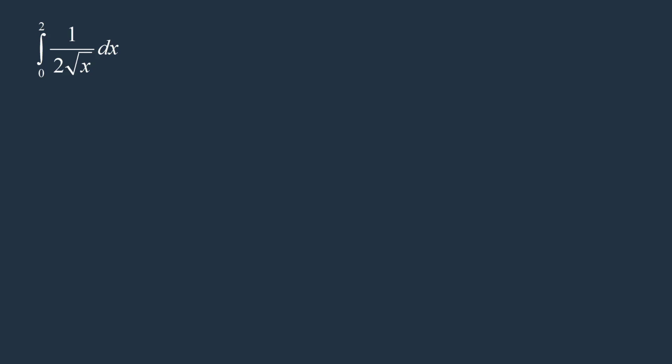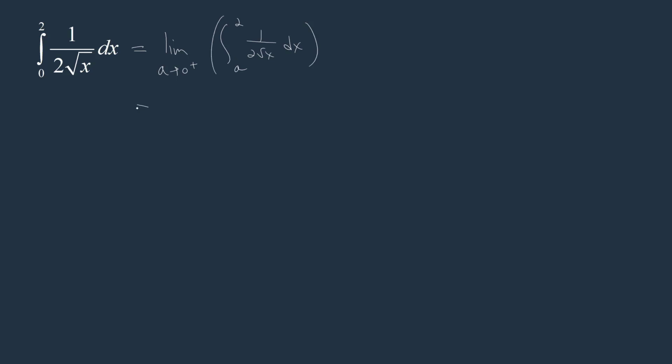So if you're just looking at this integral, you'll notice that the function 1 over 2 times the square root of x is actually discontinuous at 0. So this would be an improper integral of type 2. It's unbounded at one of the endpoints or somewhere in the middle. So I can write this as equal to the limit as a approaches 0 from the right of the integration from a to 2 of 1 over 2 times the square root of x dx.